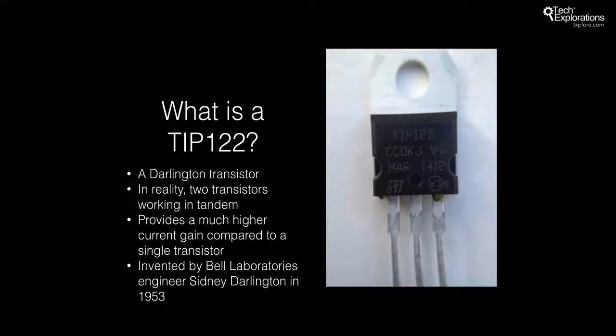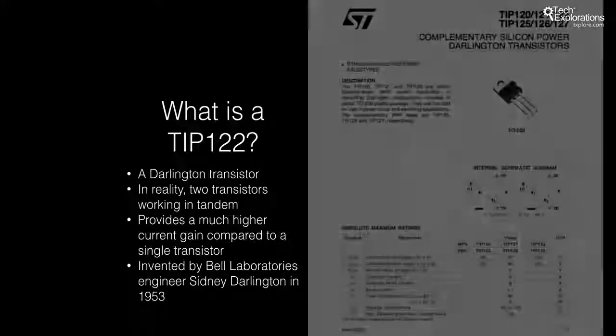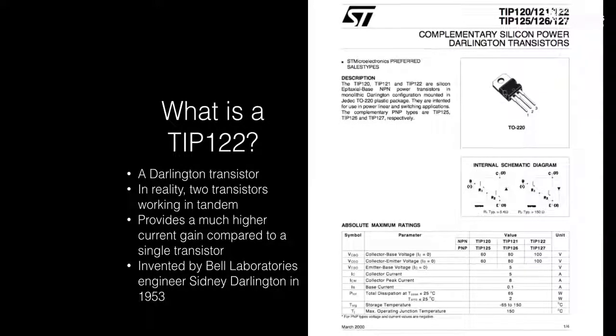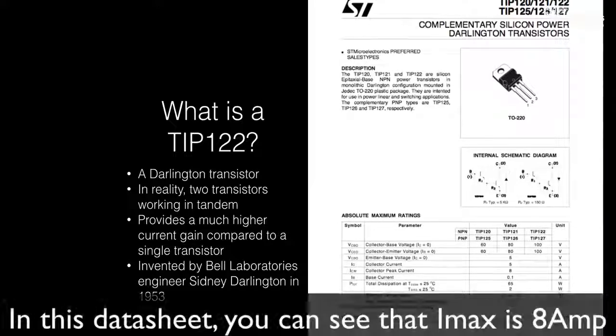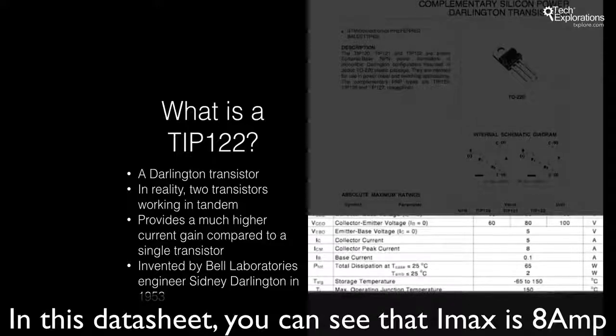A TIP122 is a Darlington transistor, as I said earlier. Darlington comes from the name of the inventor, Sidney Darlington, who back in 1953 invented this integrated circuit. In reality, inside the package, you have two transistors that work together. The result of that cooperation is a device that can provide a much higher current gain as compared to an individual single transistor. If you apply a couple of volts at the base of this transistor, you'll be able to drive 2, maybe 4 amps of power through the collector and the emitter.